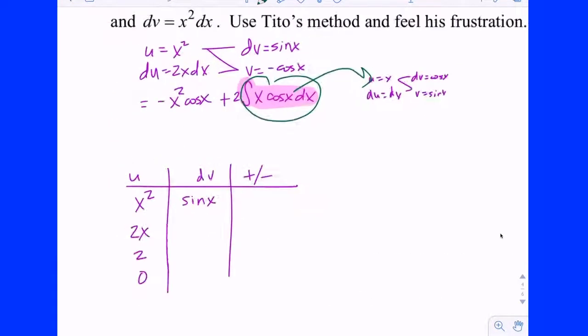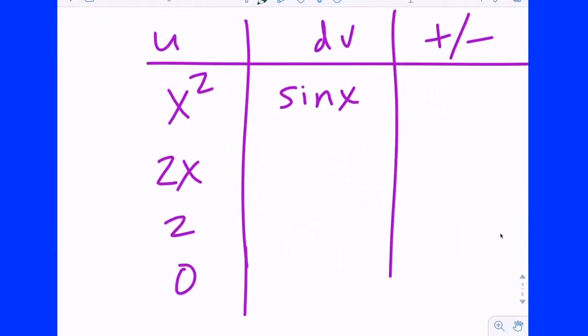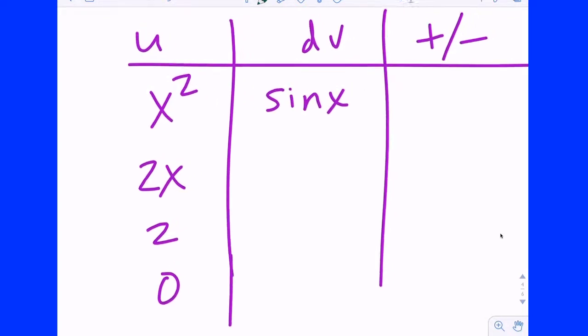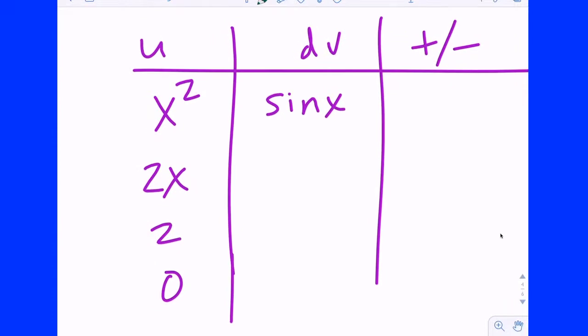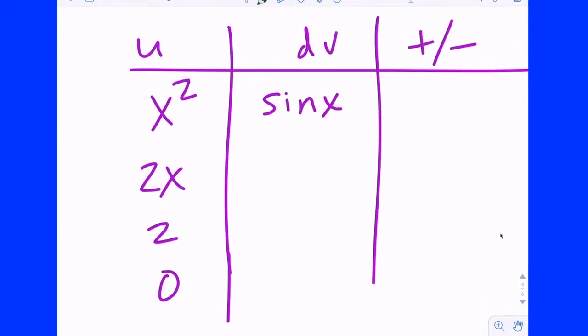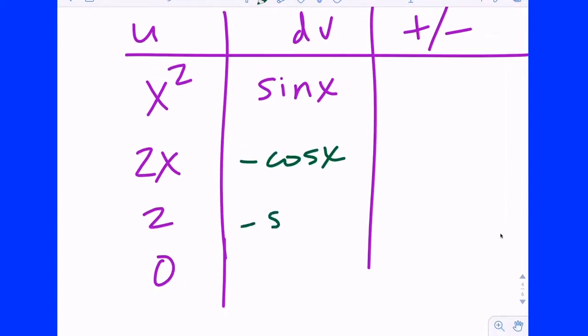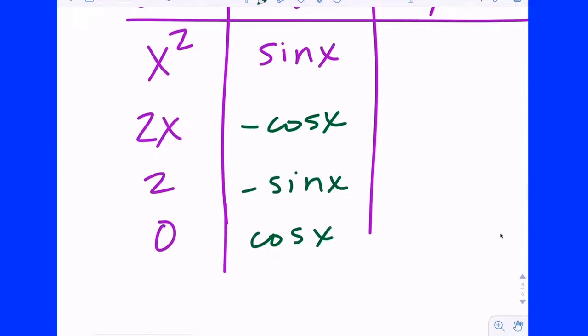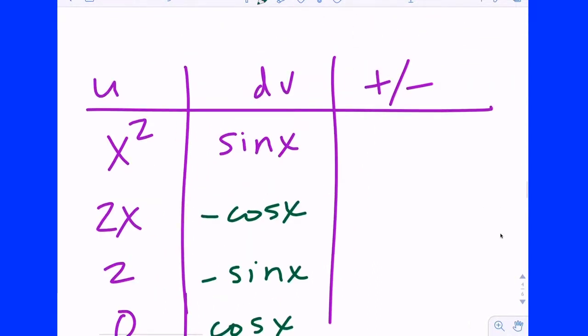So you still identify what you're going to call u, and you put it here in the first row, x squared. Then you go ahead and just take some derivatives all the way down. In this case, you could stop once you hit 0. X squared, 2x, 2, and 0. Now in the second column, you're going to do the same thing, but take the antiderivative. The antiderivative of sine is what? The antiderivative is negative cosine, and the antiderivative of negative cosine is negative sine, and the antiderivative of negative sine is positive cosine. Now you could keep going, but maybe stop at this point. If you needed more, you could keep going further.